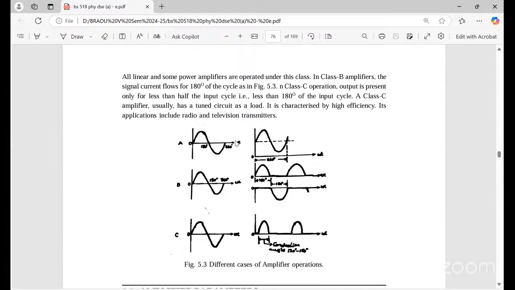Okay. So this is the input signal here. 0 to pi means 180 degrees, pi to 2 pi is 360 degrees. So here you can observe this case. The signal current flows for 180 degrees of the cycle. Whereas in class C, this is class A, this is class B, this is class C. So here the output is present only for less than half the input cycle, in the case of class C amplifiers.